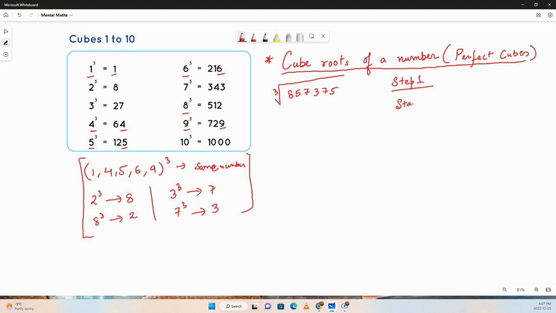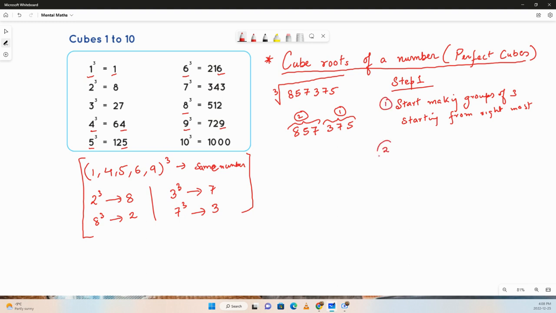Step 1 is start making groups of 3 starting from the rightmost. What does that mean? It means that we take the number and start making it into groups. This is the rightmost first group, and the second group would be this one. So that would be step 1.